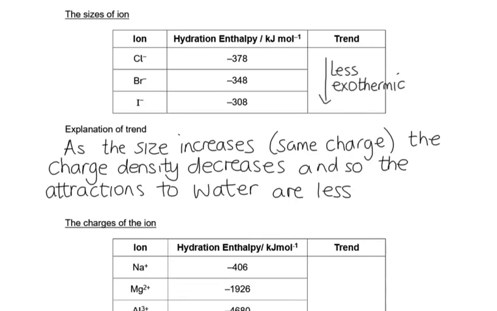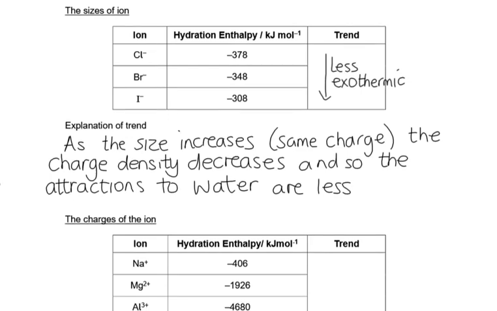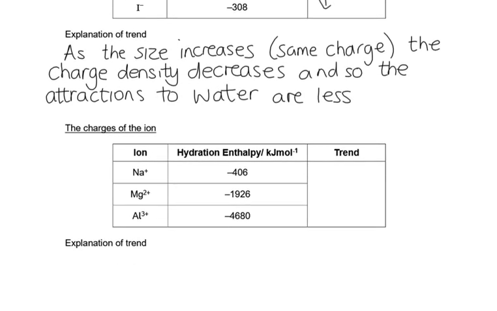There you go. As the size increases, we've got the same charge. The charge density must be decreasing, and so the attractions to water are less. What about as the charge on our ion increases? But also bear in mind that as this charge increases, these ions are actually getting smaller as well, because going along the same period we've got the same number of shells and a similar amount of shielding, but more protons in the nucleus. These ions are getting smaller, so they're becoming smaller and more highly charged. How is their attraction to water changing? So they're becoming very much more exothermic.